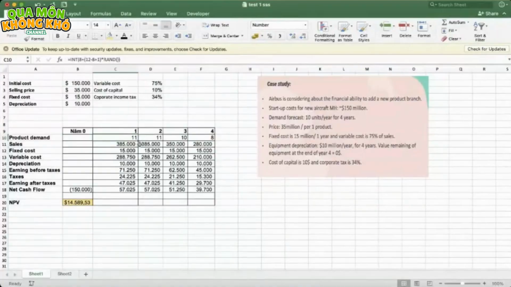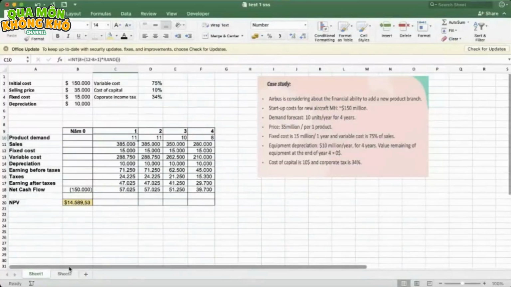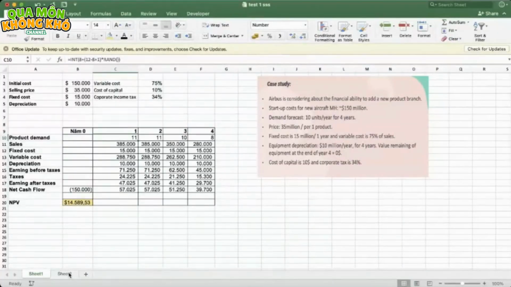But the problem here is we want to test more, and we want to get more results from the product demand. So what happens if we try to set about 1,000 steps to get the exact value? From this, we will use the data table from the spreadsheet, and I will show you how to use data table.